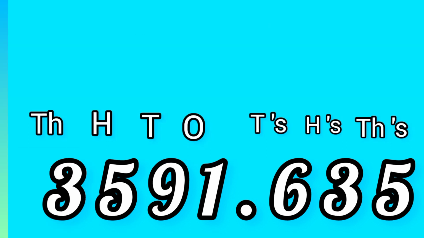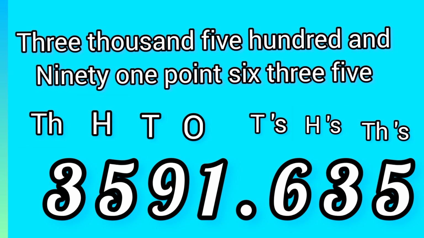Now we can read out this number in words as 3591.635. Okay, we should not write or read as 635 in the decimal part. We should read only 635. Okay, students?